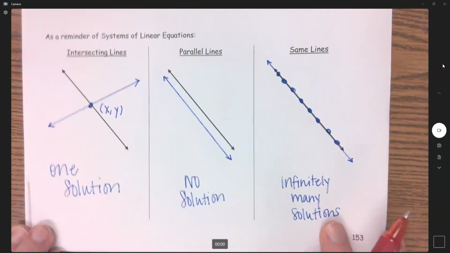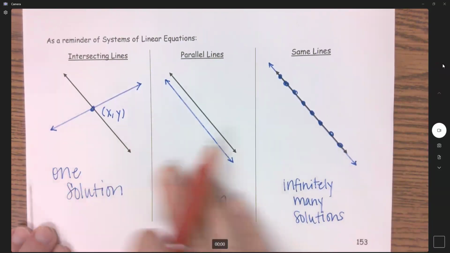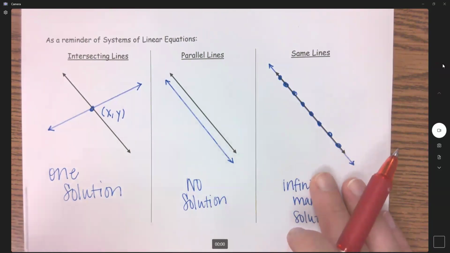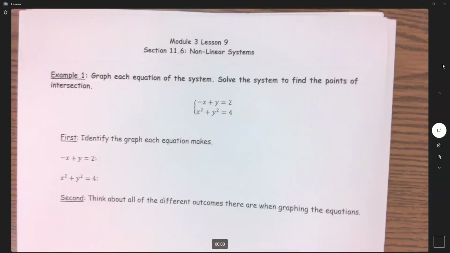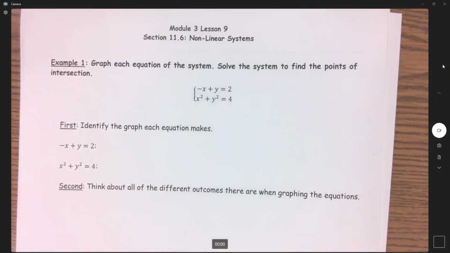Now, when I had systems of linear equations, these were my only 3 outcomes. Nothing else could happen, so it was kind of predictable in this manner. Let's go on to the next page. And now we're going to see that as my shapes change from lines, my outcomes are going to be different.